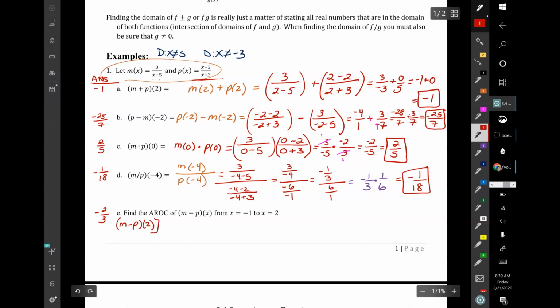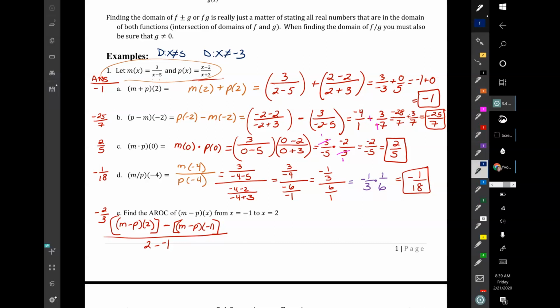And then that's that first chunk minus the second piece, m minus p of -1, all divided by 2 minus -1. So we can do these pieces off to the side and work the math. So I'm going to do that over here. I'm going to find m of 2 first. So m of 2, I think I figured that out earlier, didn't I?